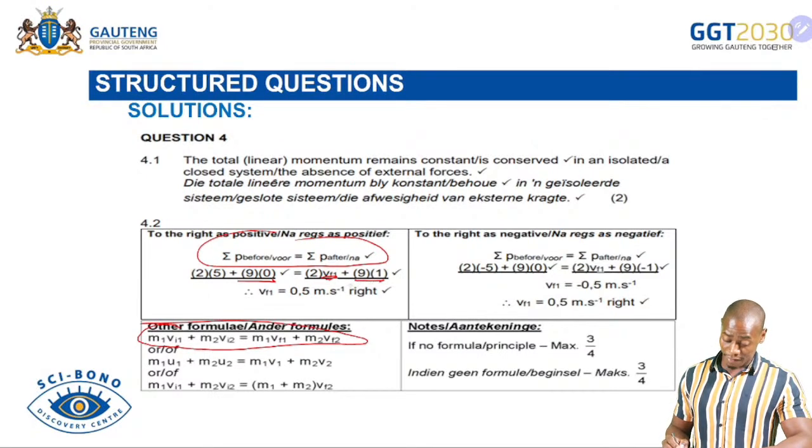And then for the crate, it's 9. What is the final velocity? Positive 1. Why positive? It's moving to the right. Is 18. So what is the final velocity? The final velocity is 0.5 meters per second to the right for the wooden block.